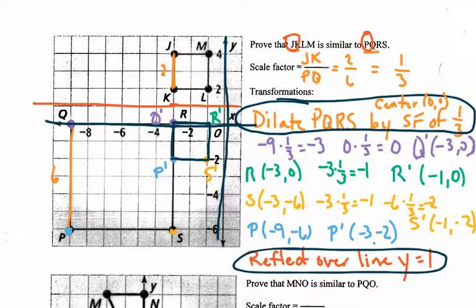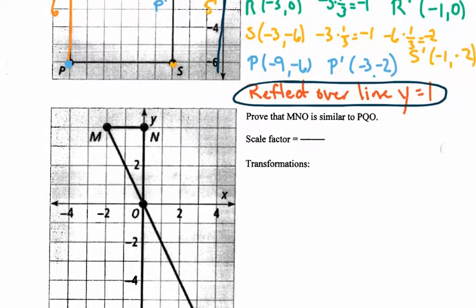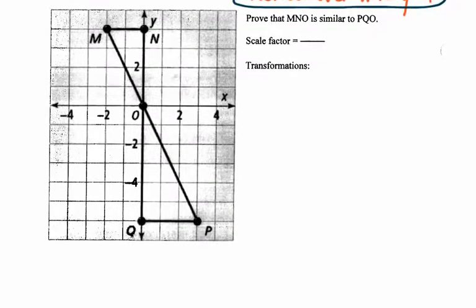Okay, we have one more to do here. We are proving that MNO is similar to PQO. And we can choose to make one bigger, or we can choose to make one smaller. It really doesn't matter which one you choose. If I do make it bigger, I'm going to be off a little bit from this grid. So I will choose to make it smaller.